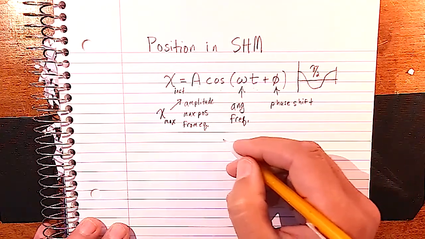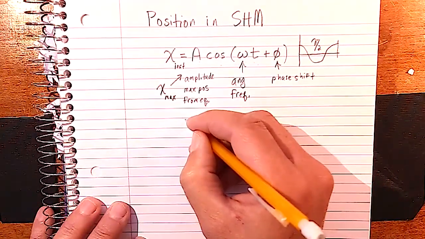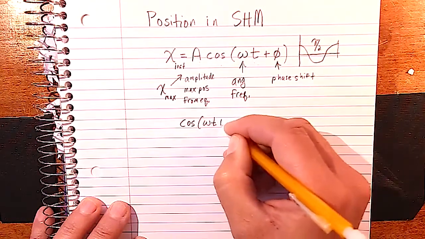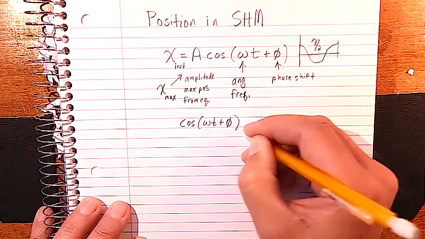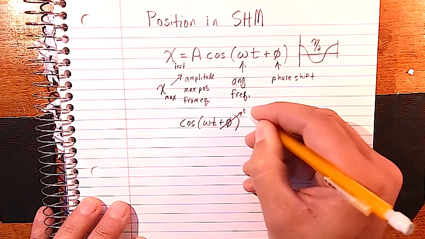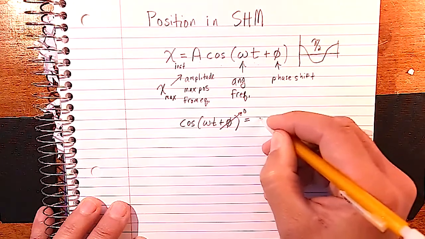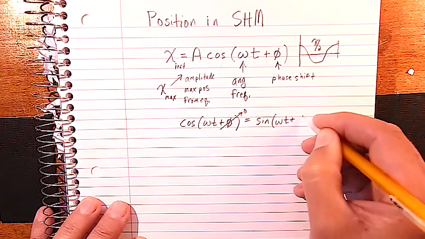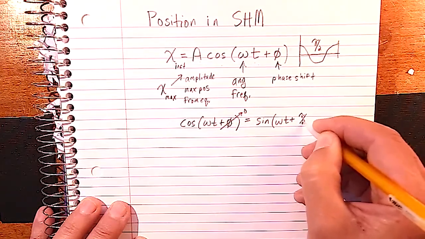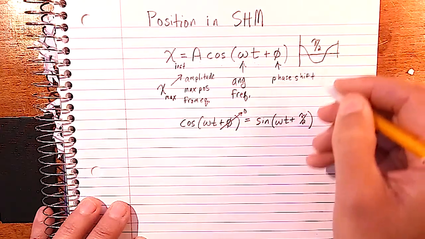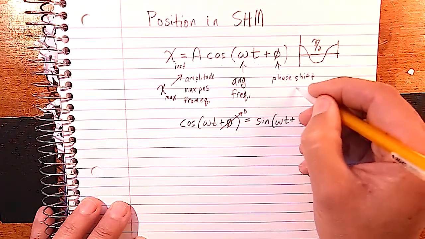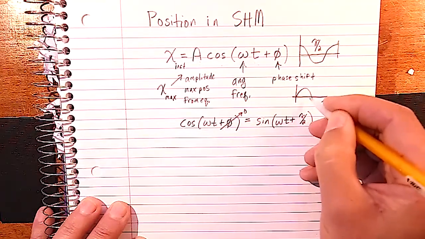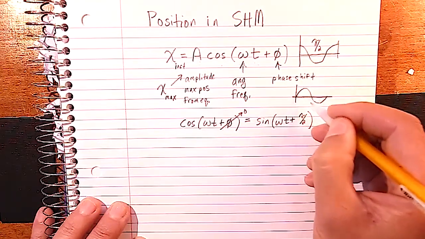So we could also write this. We could say that cosine omega t plus phi, if phi is 0, then that's going to be equal to the sine of omega t plus pi over 2, 90 degrees. And that would be a 90-degree phase shift. And that should make sense, because if we shift this graph by 90 degrees, we go from a cosine to a sine graph.